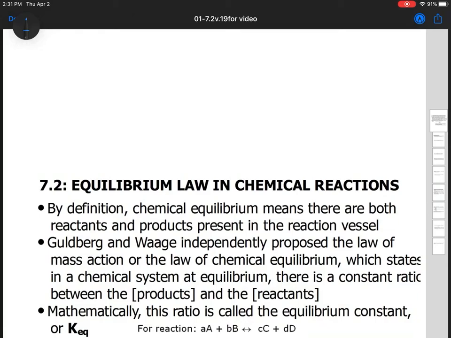Okay, so when you have an equilibrium law, that means this is the mathematical expression we're going to use in almost every single question we do, whether it's intro to equilibrium, the next topic is solubility, or the topic after that, acid and base equilibrium. So Goldberg and Waage independently proposed the law of mass action, or the law of chemical equilibrium, that if you have a system at equilibrium, by definition, there must be a constant ratio between the reactants and the products. So we call that KEQ.